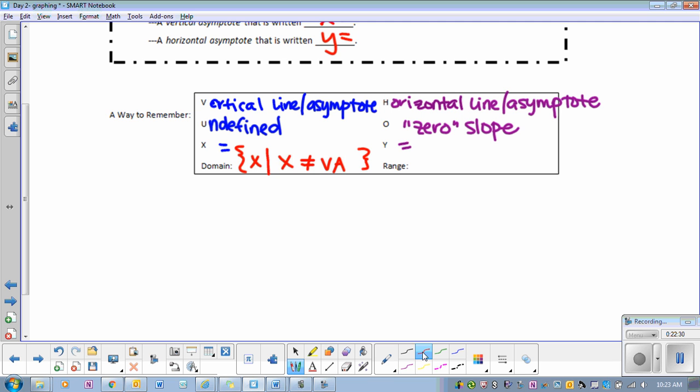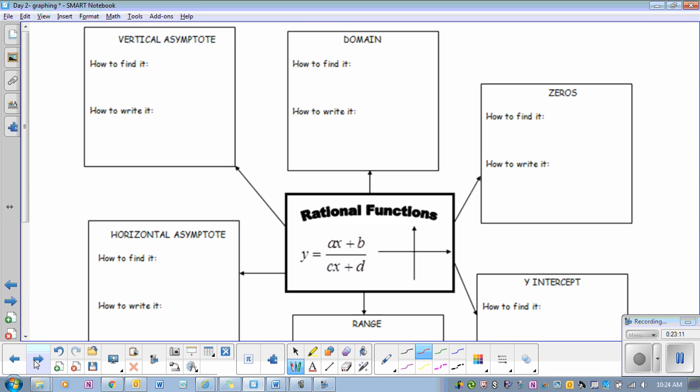So now for the range, you're going to do the same thing. Curly braces, but this time y. All values of y such that y does not equal whatever your horizontal asymptote number is. Okay? All right, any questions so far? All right, so now we're going to go to our blue sheets, and we're going to talk about just an overview of everything. And I realize this is a lot of information, but you guys are going to be okay.